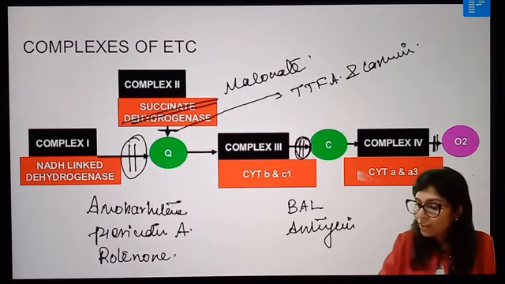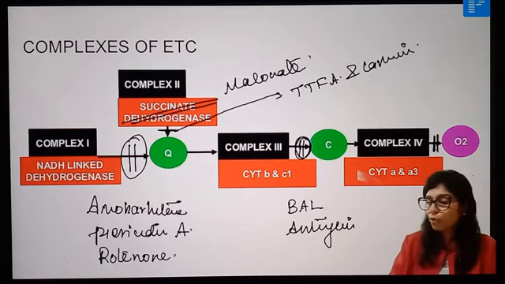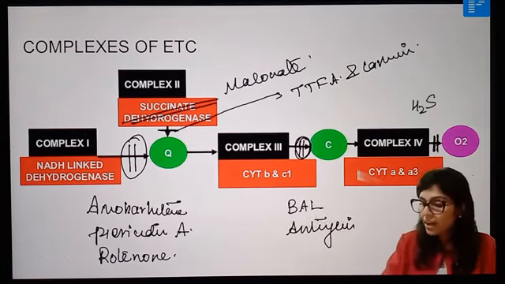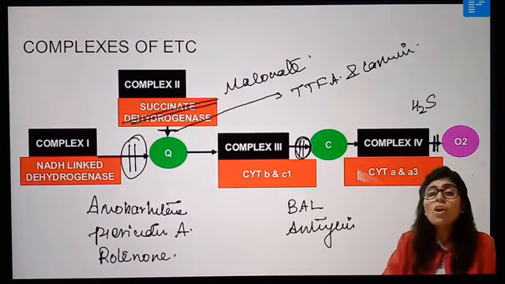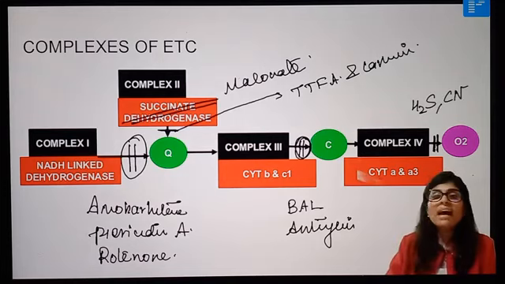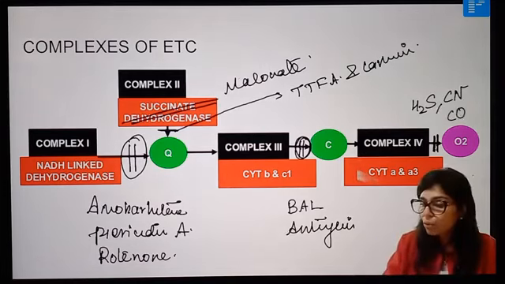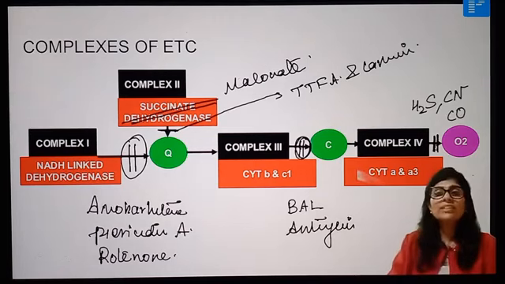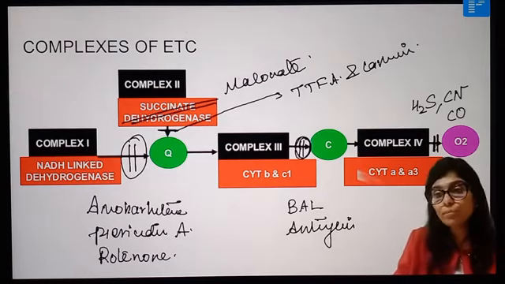Between 4 and oxygen, right? Between 4 and oxygen is inhibited by hydrogen sulfide, all common poisons. Between 4 and oxygen is inhibited by hydrogen sulfide, cyanide and carbon monoxide. Okay, hydrogen sulfide, cyanide and carbon monoxide.